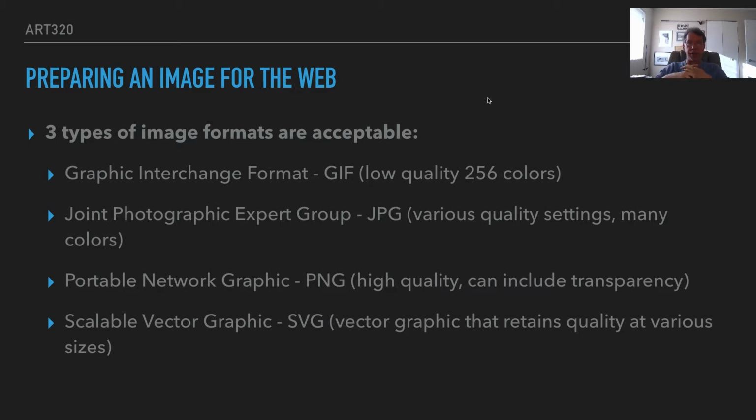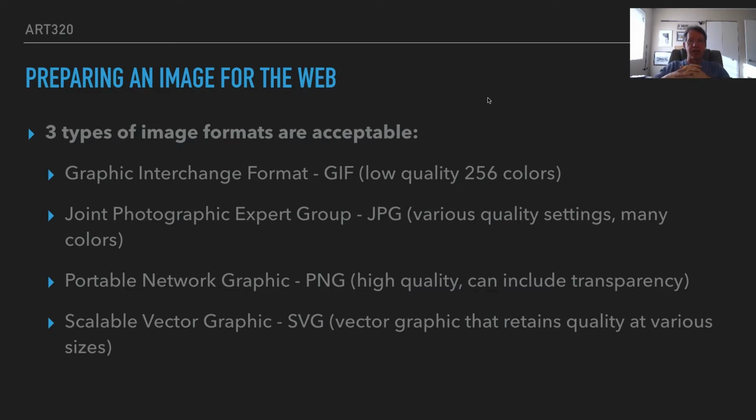The third one is the newest of all of them, and this is the Portable Network Graphic, or the PNG. Just like the JPEG, it has full color, but it can also include transparency. And the GIF can include transparency as well, but with the low colors, it doesn't really matter. It's not a very good transparency. The PNG, on the other hand, can be the perfect image if you need transparency.